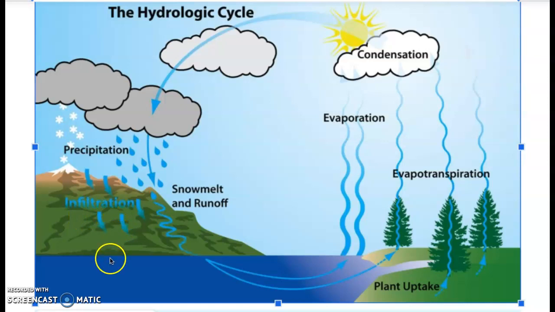And eventually what's underneath the ground leads into a bigger body of water. So it can be in snowmelt or runoff. When we talk about if it's not infiltrated, it can go into the bigger body of water too.